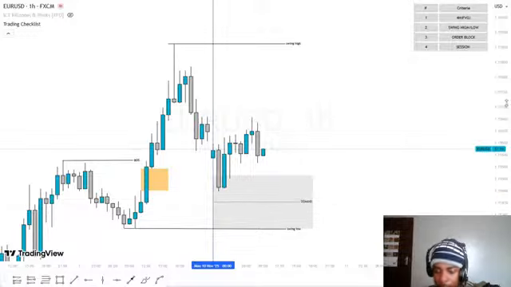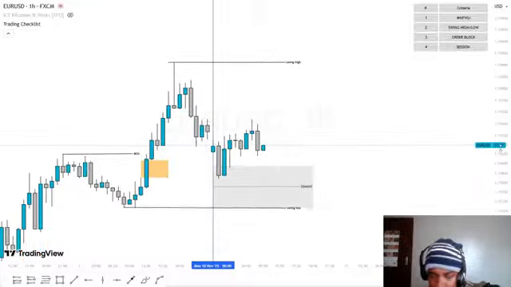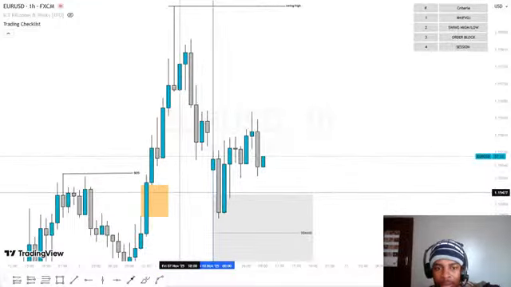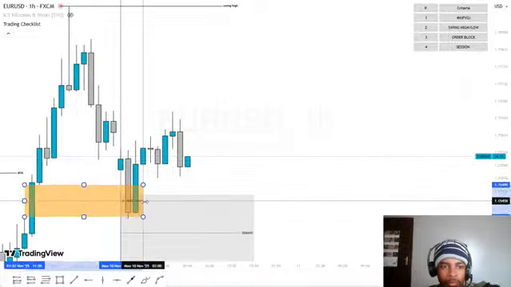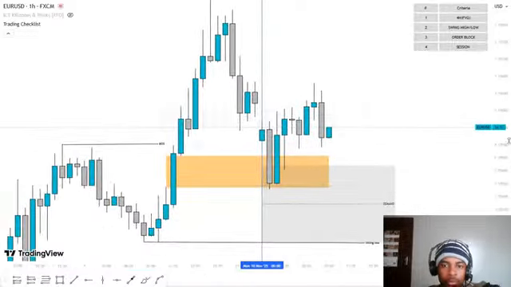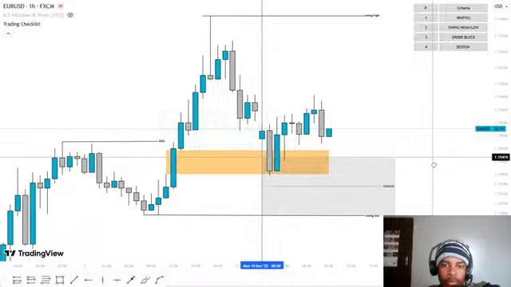The setups should have demand, order block and everything, but it's not a problem.